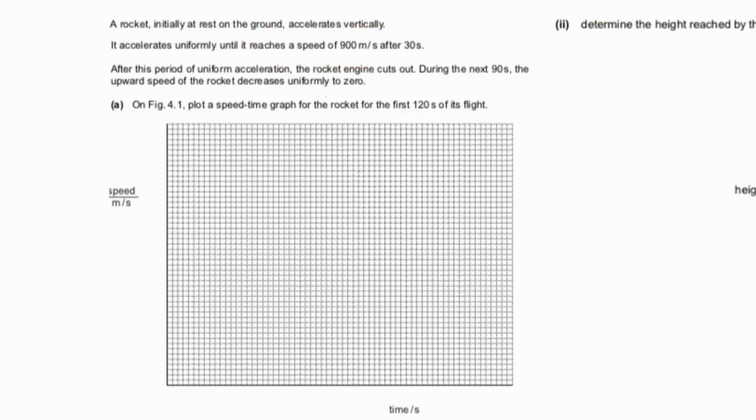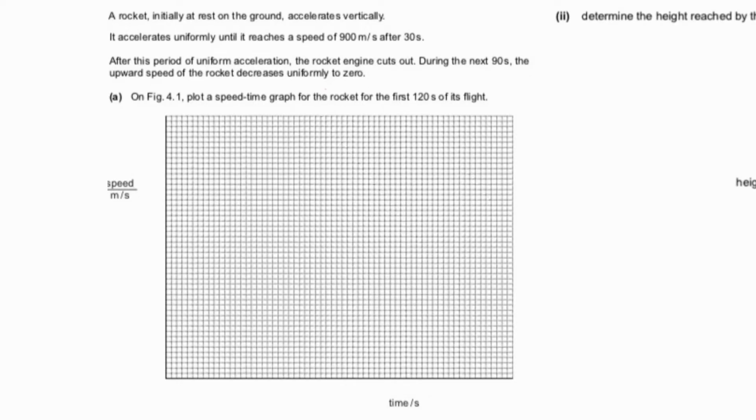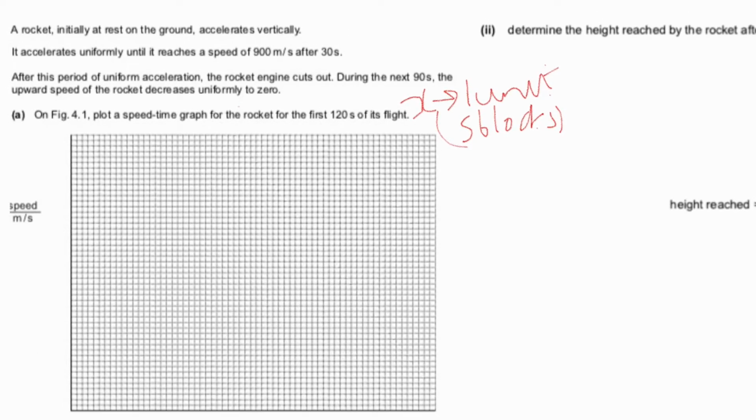Now first we have to take the scale before doing this. On the x-axis time is written, so we will take time on the x-axis. For the x-axis we will take 1 unit equals 5 blocks. So 1 unit means 5 blocks is equal to how much? We will take 10 seconds, so everything will be accommodated.